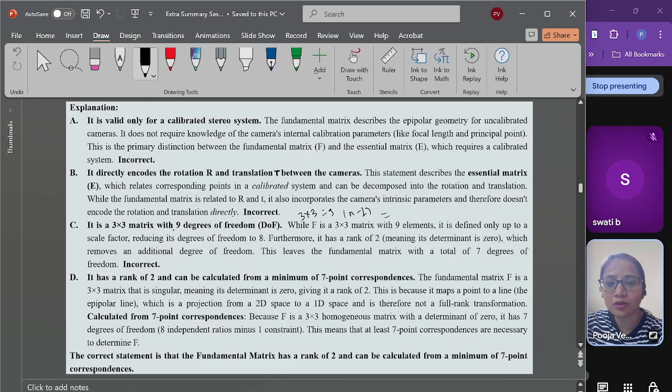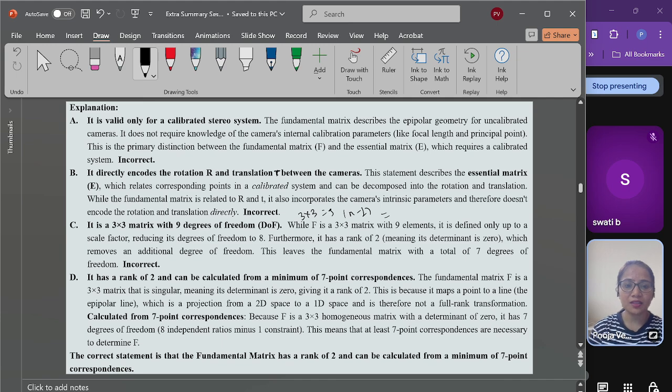The 3 cross 3 matrix with 9 degrees of freedom is not correct for that. So our next option is that it has a rank of 2 and can be calculated from a minimum of 7-point correspondences. The fundamental matrix F is a 3 cross 3 matrix. We have already seen in the previous statement that it is singular, meaning its determinant is 0. If a 3 cross 3 matrix is singular, then its determinant must be 0, and that gives a rank of 2 for that matrix.